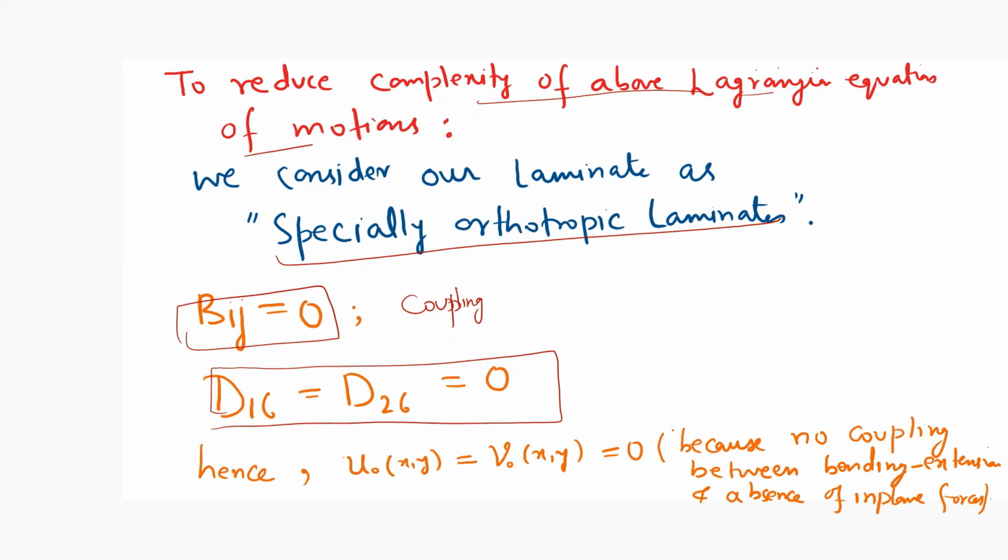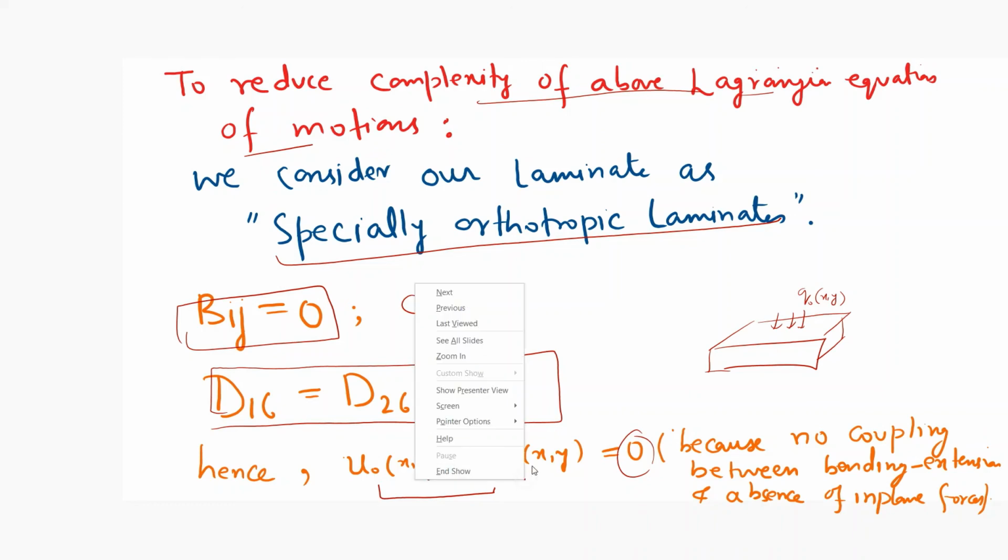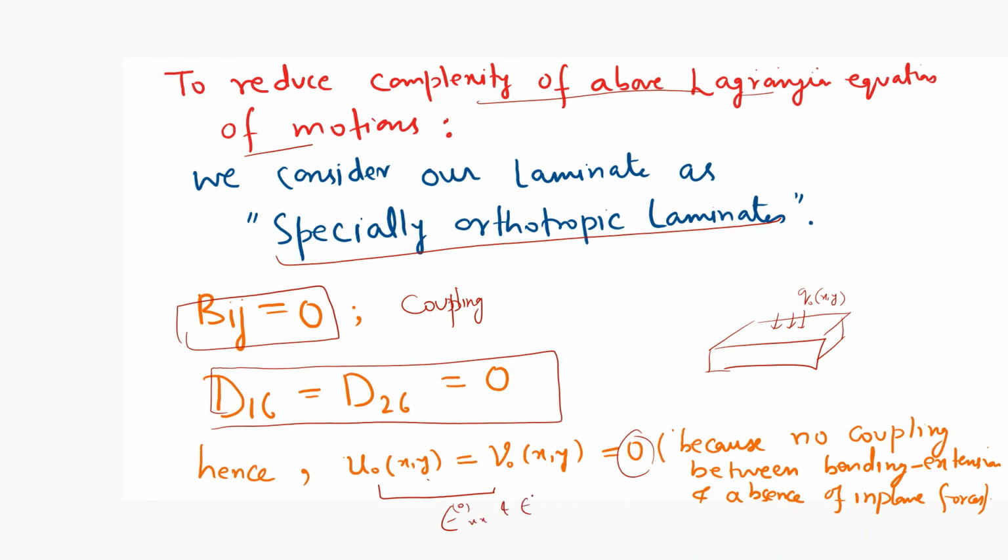and hence we also know that u naught of xi and v naught of xi would be equals to 0, because we have applied only the transverse load here. We have applied only the transverse load q naught of xi, and there is no coupling between the bending and stretching, and also the bending and twisting. So there would be no extension or no mid-plane displacements. U naught and V naught would be equal to 0. So if this is 0, then we know that epsilon naught xx and epsilon naught yy and gamma naught xy, these are the membrane strains, those would also be 0.